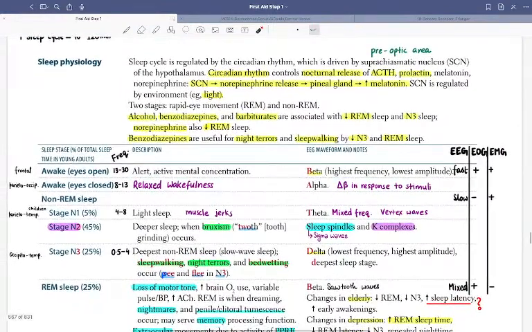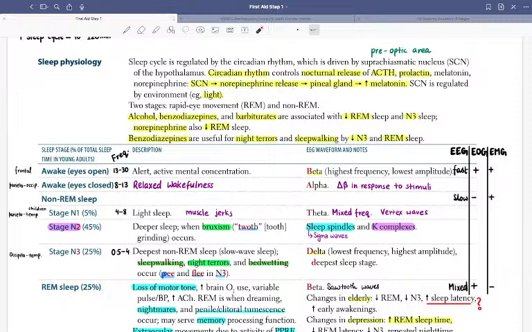Sleep physiology. Suprachiasmatic nucleus, circadian rhythm. It controls the nocturnal release of what? ACTH, prolactin, melatonin, and norepinephrine. So SCN, suprachiasmatic nucleus, norepinephrine release, and the pineal gland increases the melatonin.